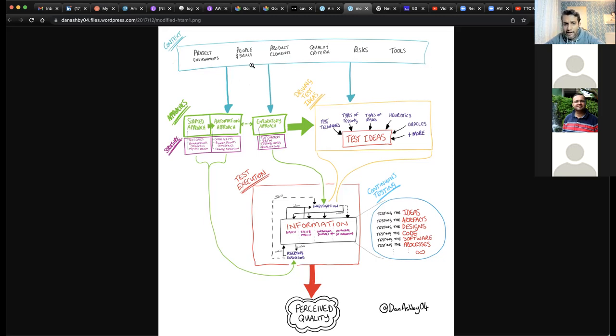And from there, they have gone on to describe approaches, the structure, and then, how do you drive your test ideas? What could be the possible sources for your test ideas? All of that feeding into your test execution part of it.